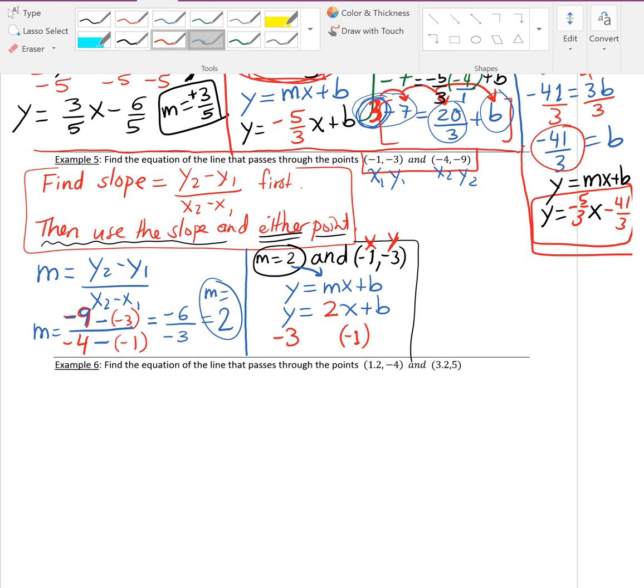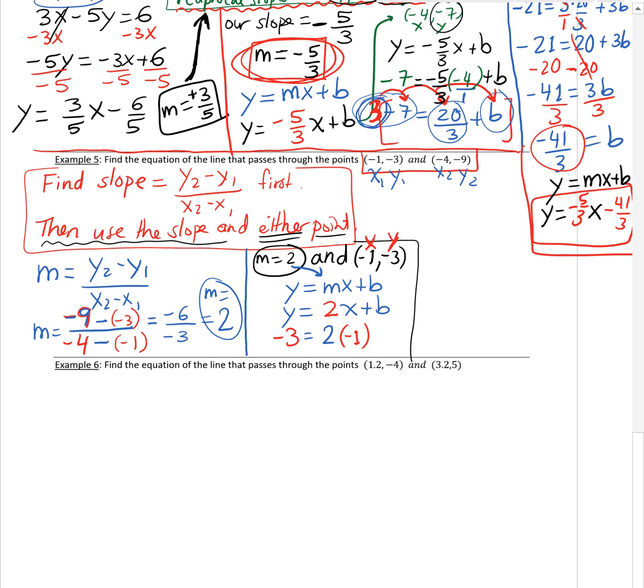So I know if you chose to use the other point just for fun, this right here is going to look a lot different. It's going to look like -9 equals 2 times -4 plus b. But once you solve for b, it's funny, you'll get the exact same b, which is crazy, right? Math is amazing like that.